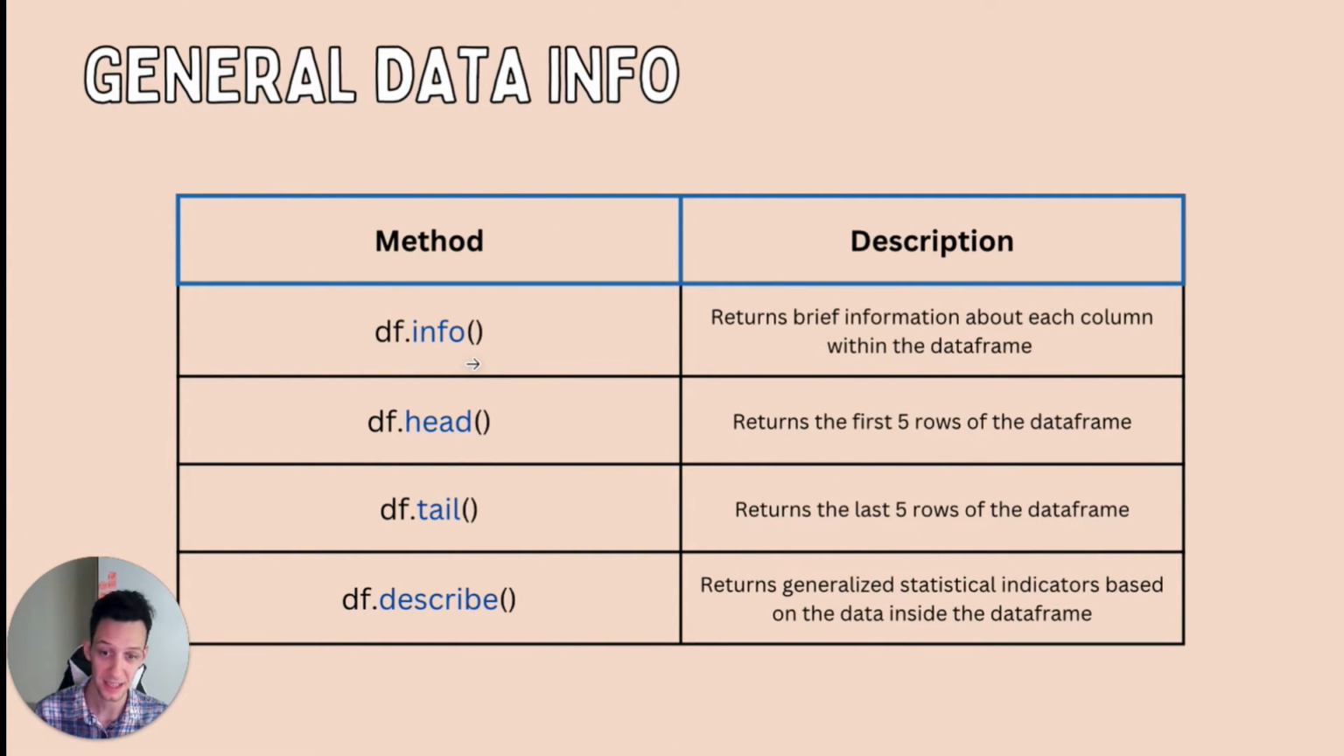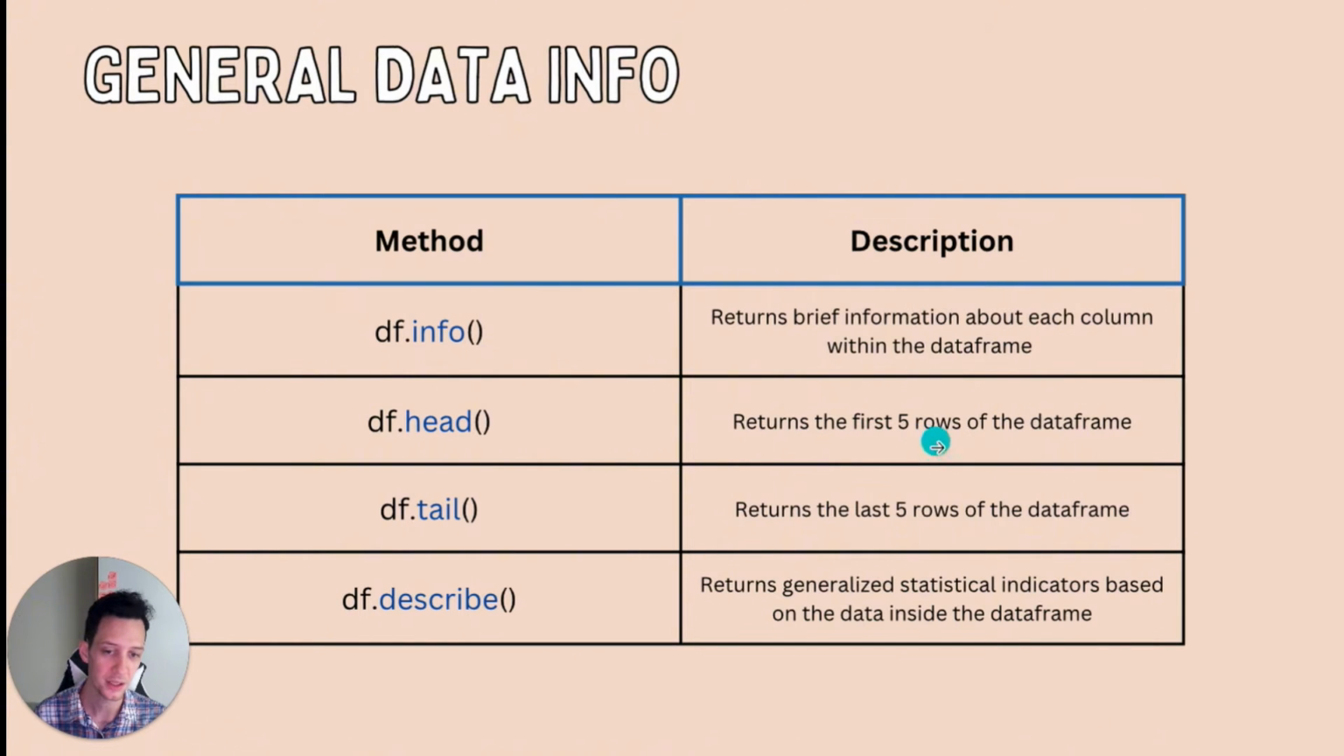Now, if I want to get the first 5 rows, or the last 5 rows of our data set, I can use head and tail. The head of our data, the tail of our data. And this automatically returns the first 5 rows or the last 5 rows.